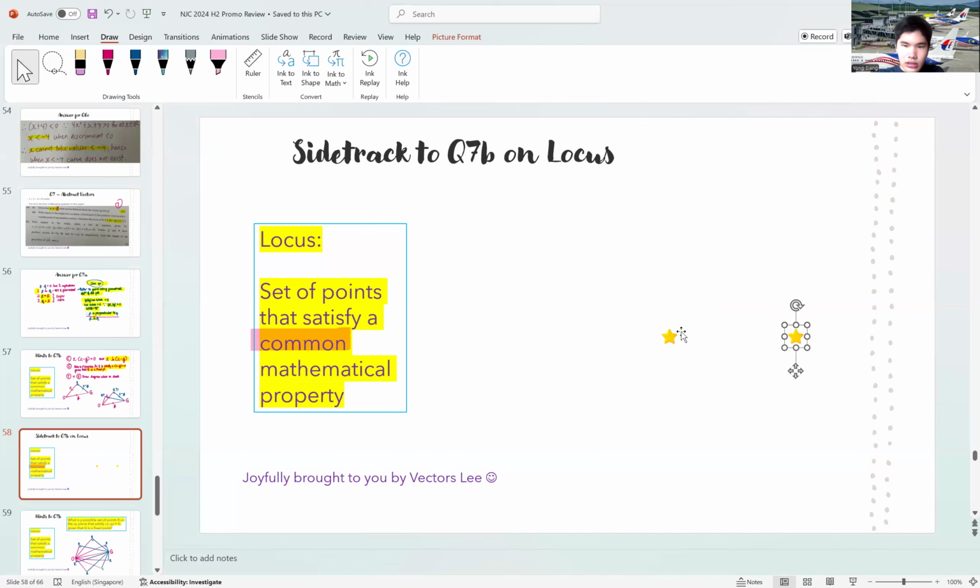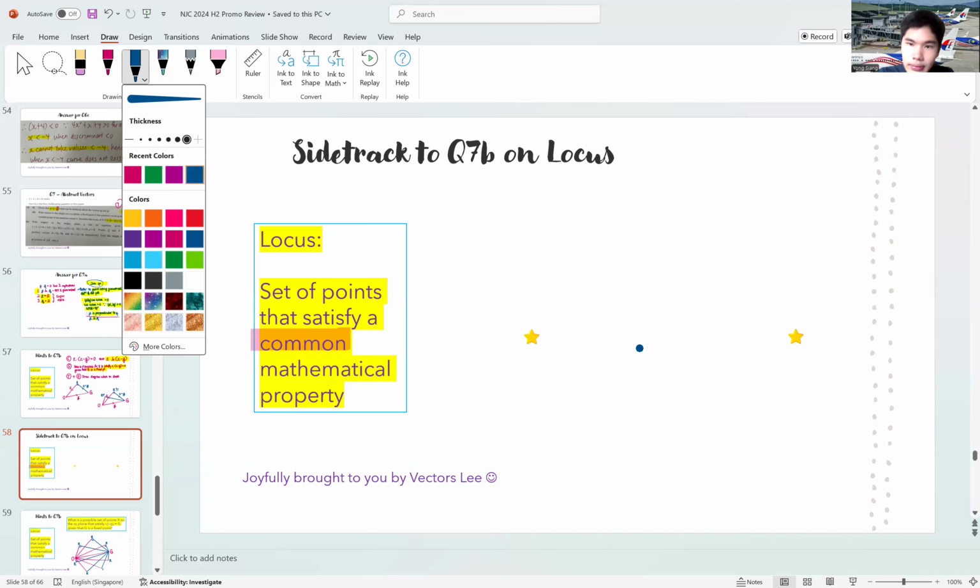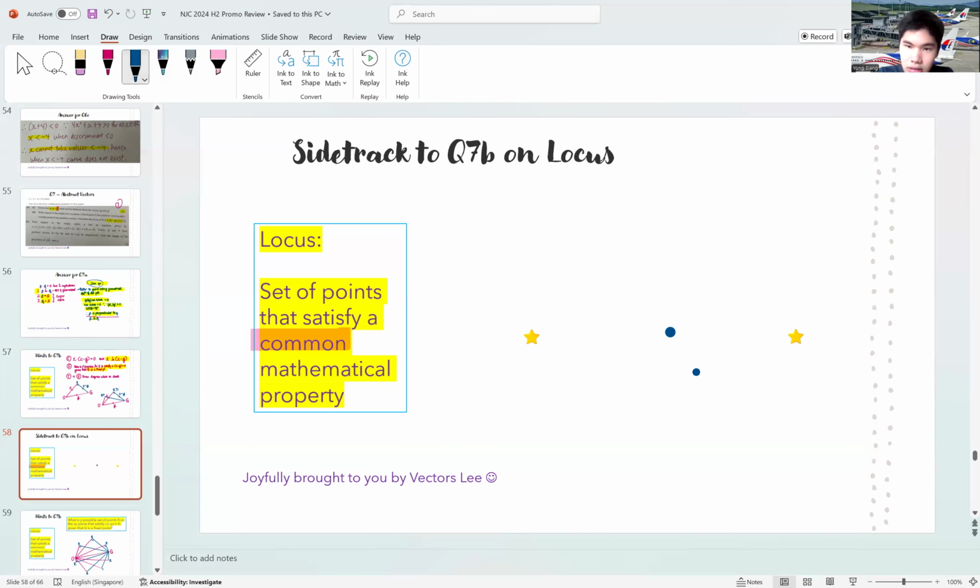Okay, so I'm going to shift this star to the left. Now I'm going to say that I want to find a point that is equidistant from both stars. One obvious point is again the midpoint. This is the most obvious point, because the distance from here to here is the same as the distance from here to here.